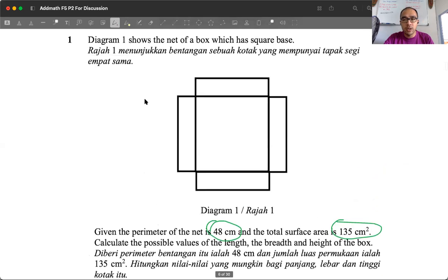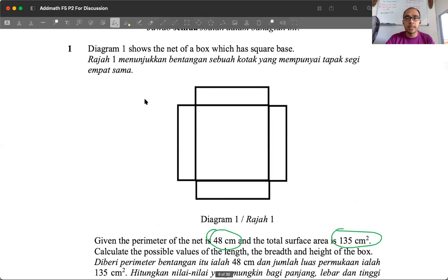So as you all know, in simultaneous equations questions, sometimes they don't give you the x and the y. So you have to define yourself what the x and the y is. So let's say I choose this as x and I choose this as y. And since this is a square base, we know that all 4 are x here. We don't need to think about it.